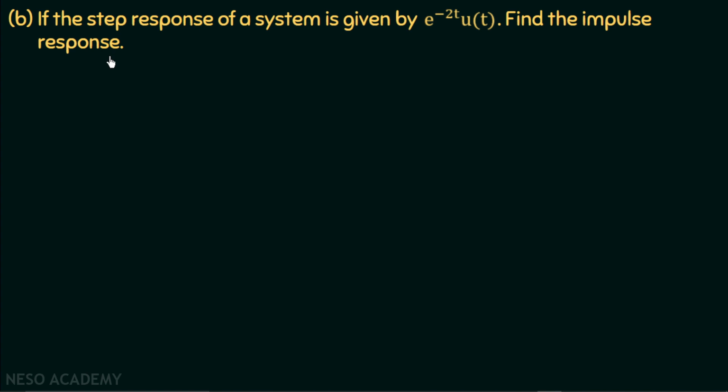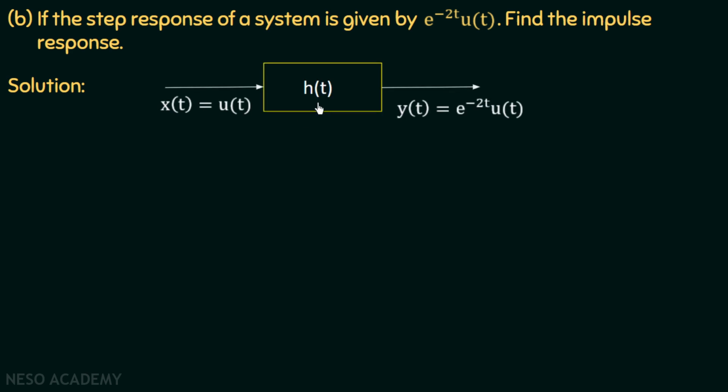I hope you are done. So let's move on to the solution. We are given a system here whose impulse response we need to find out. We are given the step response of this system, which is equal to e power minus 2t. And it means that if we give unit step signal to this system, the output will be e power minus 2t u(t). And in that case, we need to find out the impulse response of this system.